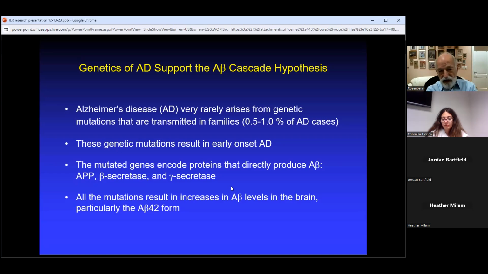The mutated genes encode proteins that directly produce A beta: APP, beta secretase, and gamma secretase, as shown on the last slide. And all mutations result in increases in A beta levels in the brain, particularly the A beta 42 form.